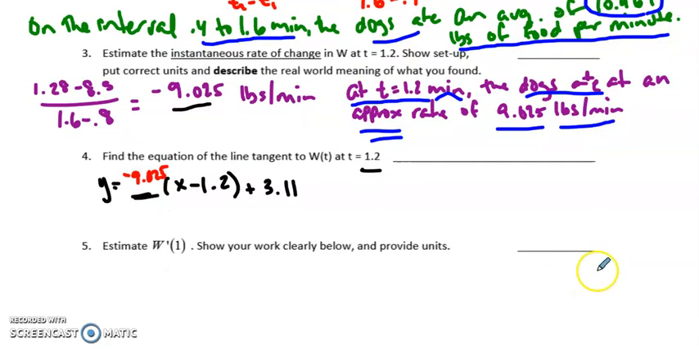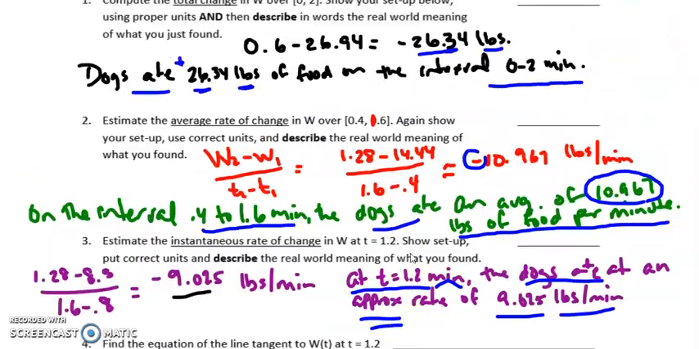And that is the equation of the tangent line to the graph of the W of t function at time equals 1.2. Now they're asking me to estimate a different instantaneous rate of change. W prime of 1, this little dash thing here means prime, and that denotes the derivative, which is the instantaneous rate of change. So what they're asking me to do is similar to what we did in number 3, but they want me to find the instantaneous rate of change at time equals 1.